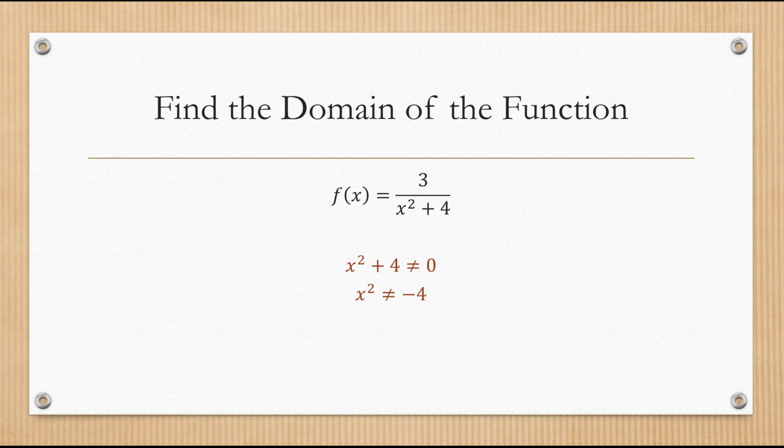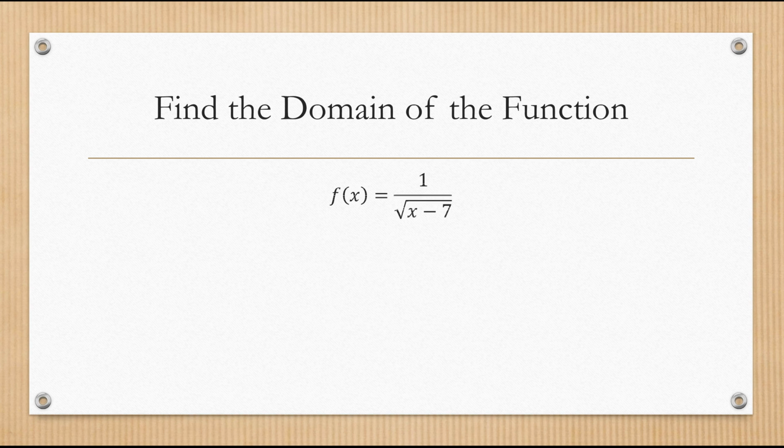Whenever I square a number, I end up with a positive number, right? Even if I try to take the square root of both sides here, I would end up with the square root of a negative number, which is impossible. So this denominator is always going to be a positive number. Any number squared is positive, and then I'm just adding 4 to it, so it's getting bigger. So this denominator can never be 0. That means the domain of this function is all real numbers, because there is no value of x that would make that denominator be 0.